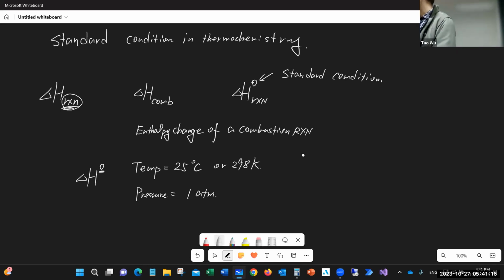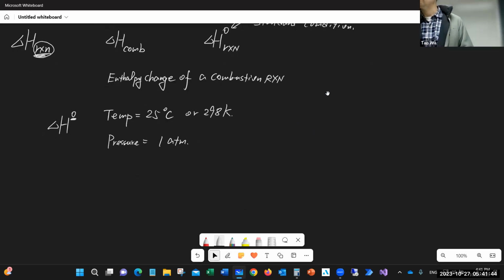Why do we need a standard condition? That's a good question. If we set up a standard condition, then everyone will know that this reaction value happened under the standard condition, not under other conditions. Let me give you one example.